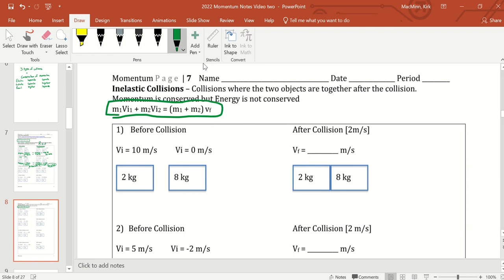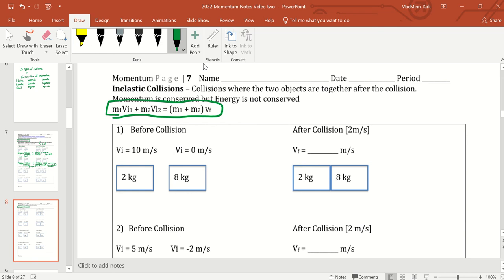So let's take a look at this first example. We have a 2 kilogram mass moving at 10 meters per second, an 8 kilogram mass that's at rest. After the collision, they're going to stick together, and we want to figure out their final velocity after the collision while they're moving together.